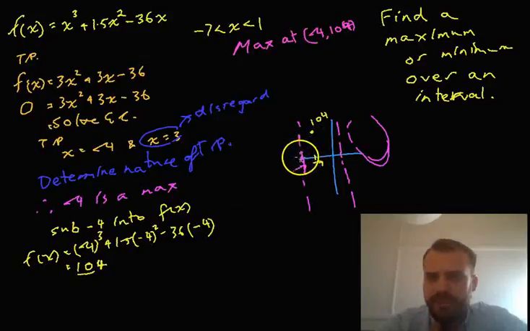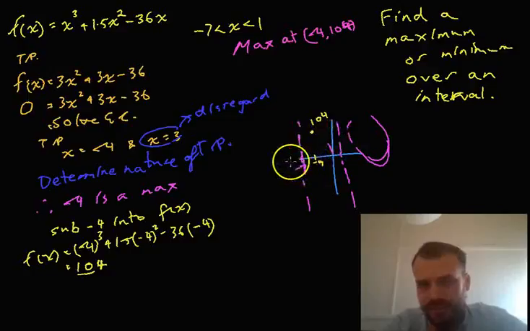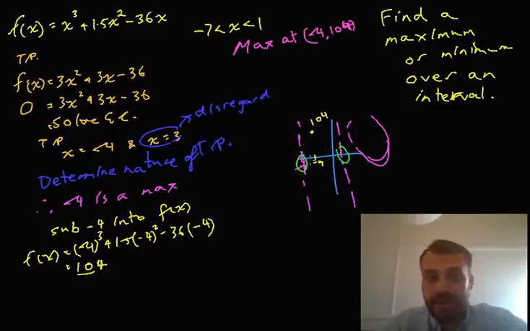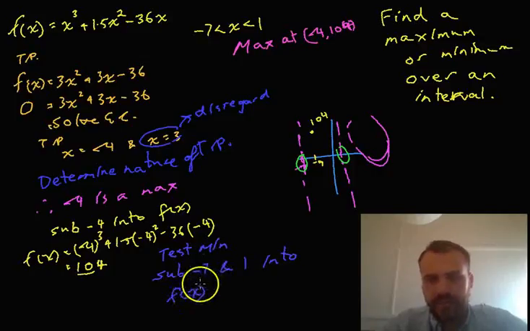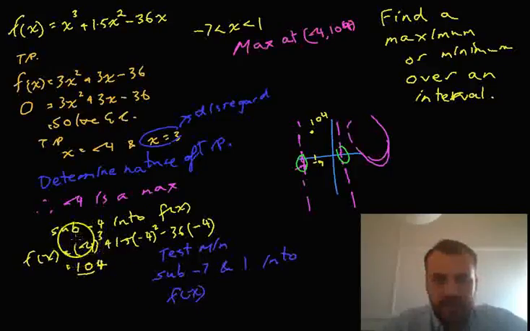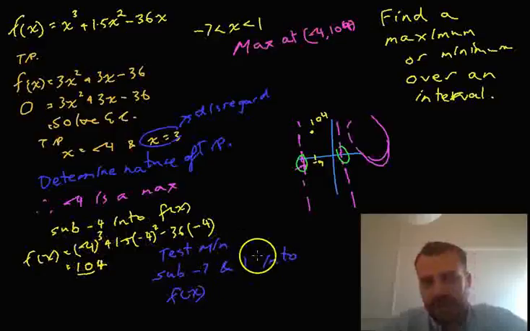Now, our minimum is more complicated because our minimum could exist in 2 points. It could exist here. Sorry, let's do that again. It could exist on this line somewhere, or it could exist along here somewhere. The only way that we can really figure it out is by testing both. Okay, so test for minimum. Sub -7 and 1 into f of x. Basically, we're going to do the same thing that we did there. Instead of subbing -4 in though, we're going to sub -7 and 1 in.